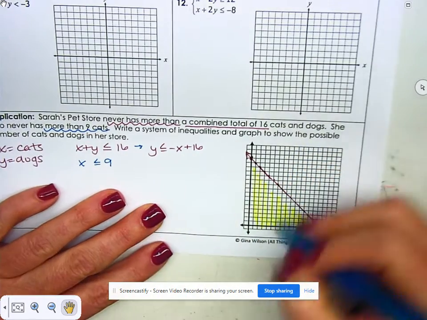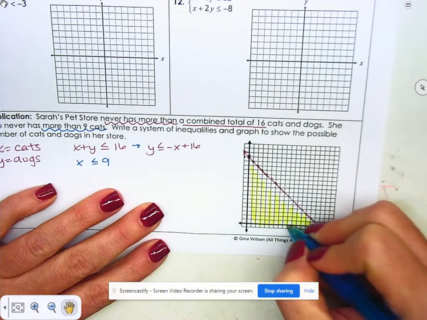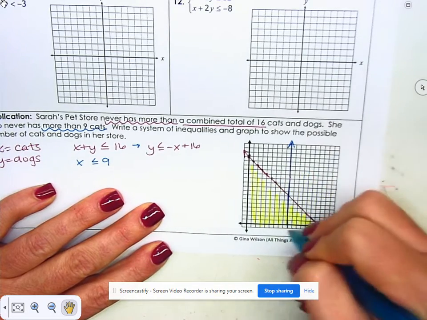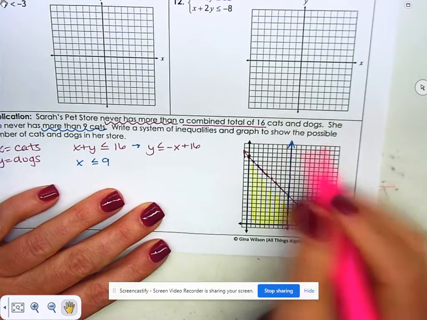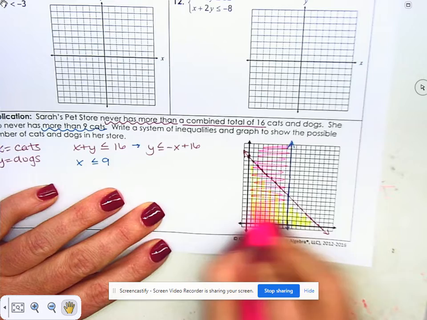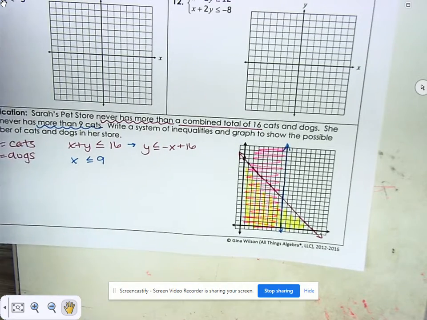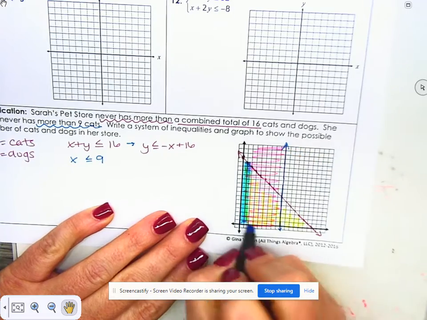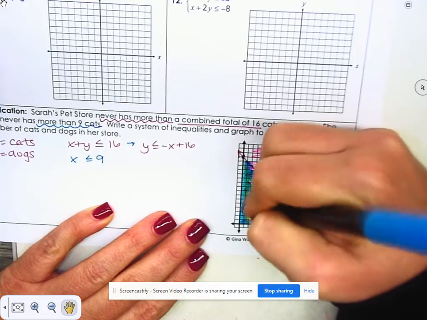And then again, X is less than or equal to 9, so 1, 2, 3, 4, 5, 6, 7, 8, 9. And that is a solid vertical line because that's our stick man with 2 legs. He stands tall. And that one's shading to the left because it's less than. We can't go up or down. So all the possibilities that Sarah could have in her store are anything that falls in this area right here.